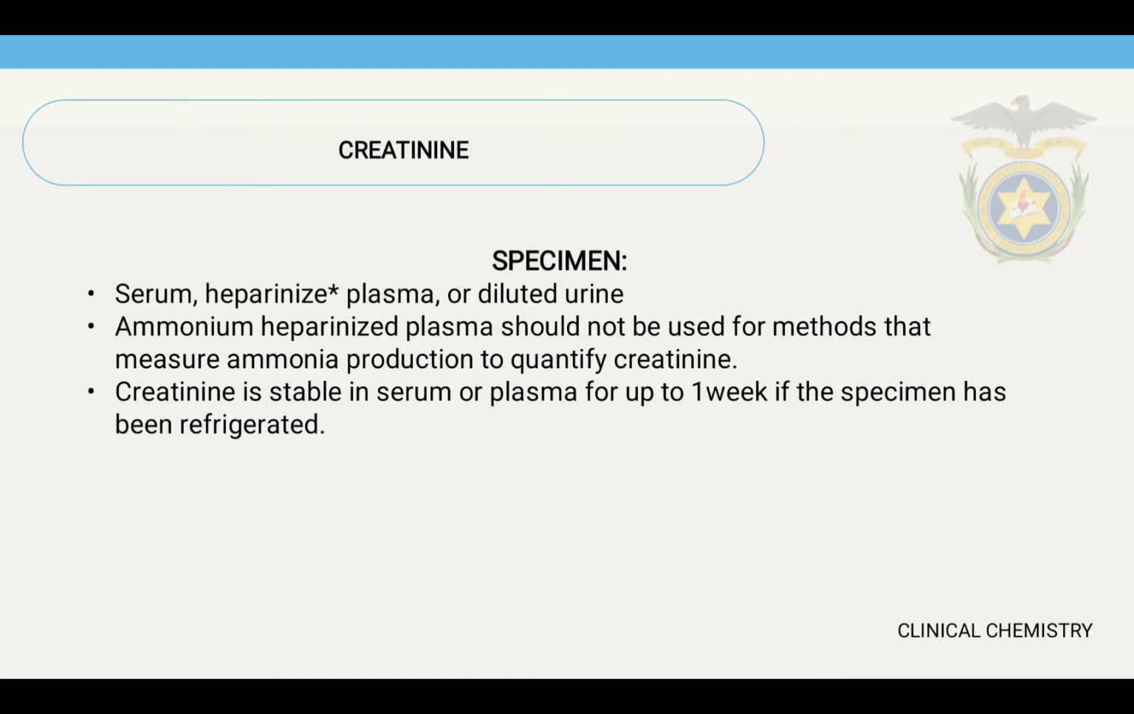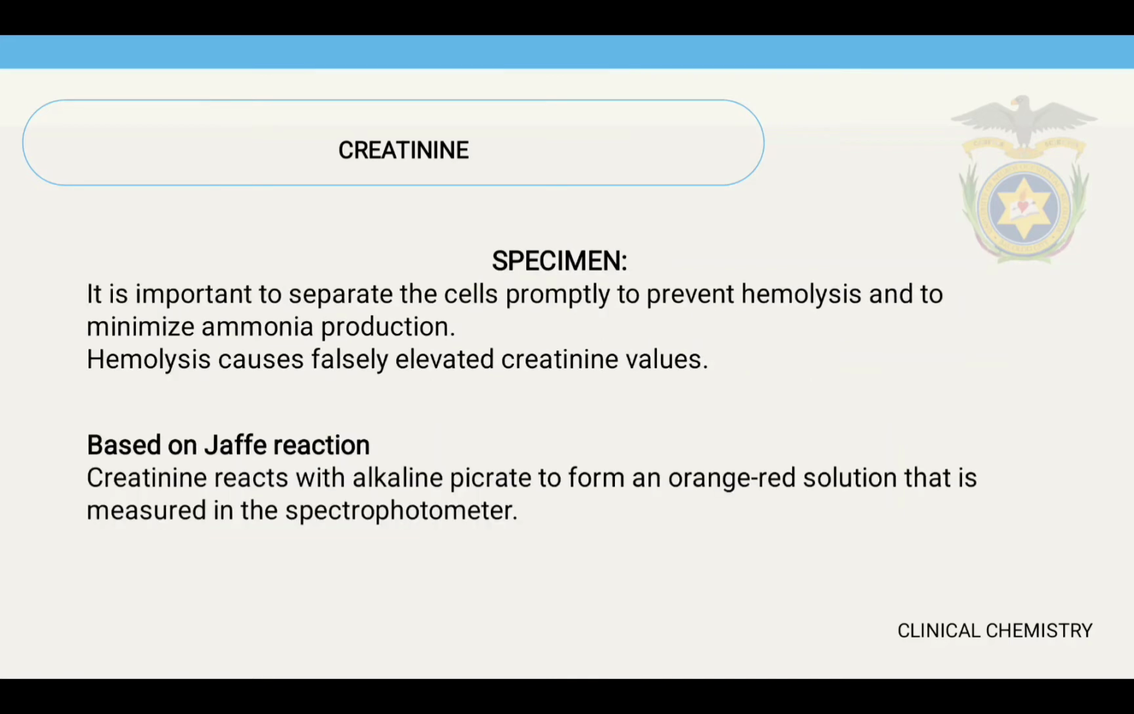Some specimens that you can use for creatinine measurement can be serum, heparinized plasma, or diluted urine. Take note, however, that when you're using plasma, ammonium heparinized plasma should not be used for methods that measure ammonium concentration to quantify creatinine. Creatinine is stable in serum or plasma for up to 1 week if the specimen has been refrigerated. It is important to separate the cells promptly to prevent hemolysis and to minimize ammonia production. Hemolysis can cause falsely elevated creatinine values.